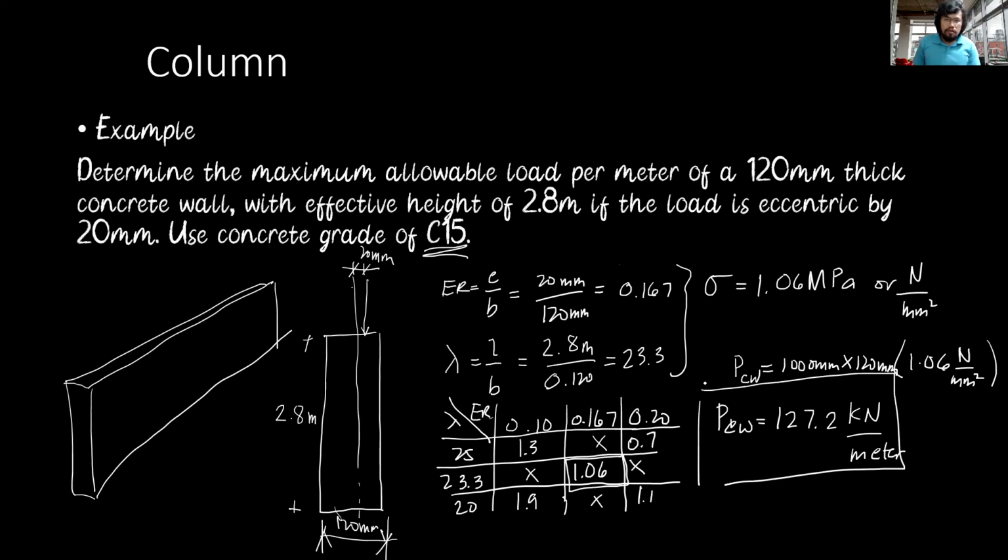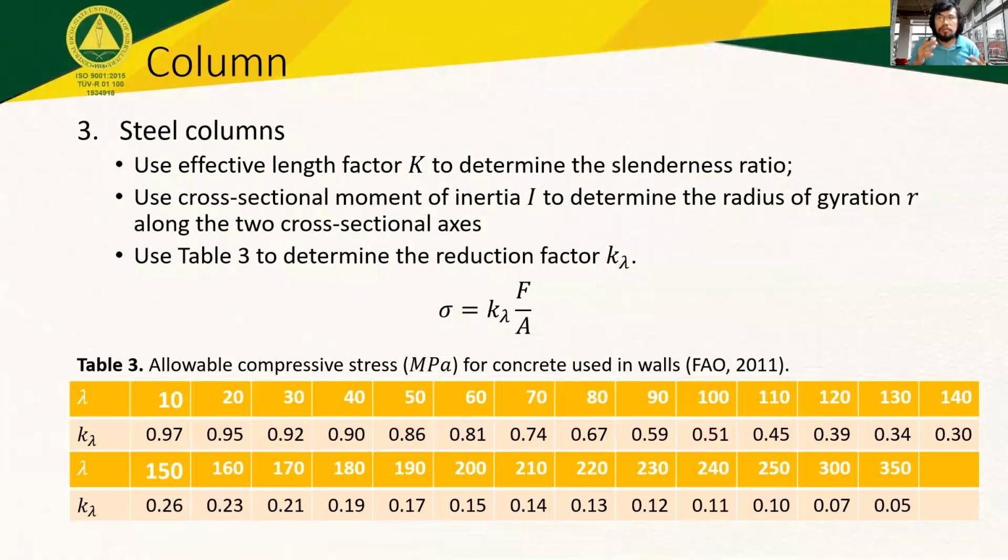All right, let's proceed to steel columns. Still, we are going to make use of the effective length K to determine the slenderness ratio. And we use the cross-sectional moment of inertia to determine the radius of gyration R along the two cross-sectional axes. But we use now a certain table 3 to determine the compressive stress for steel columns. And sorry, this is steel. This is not concrete.